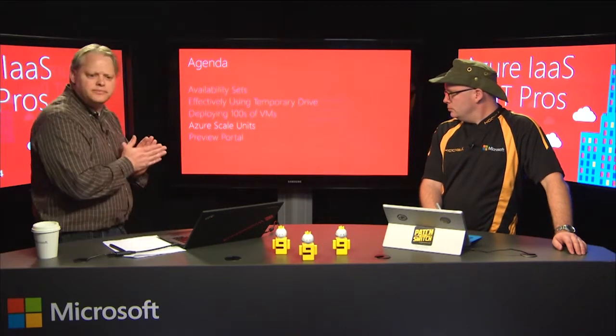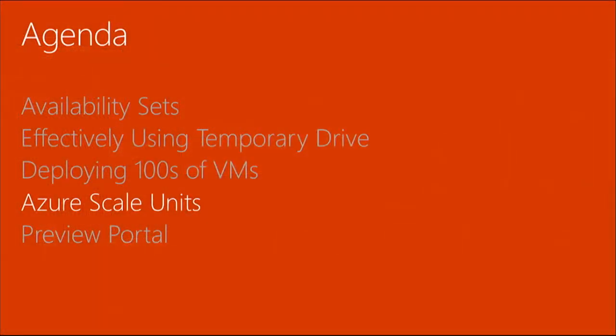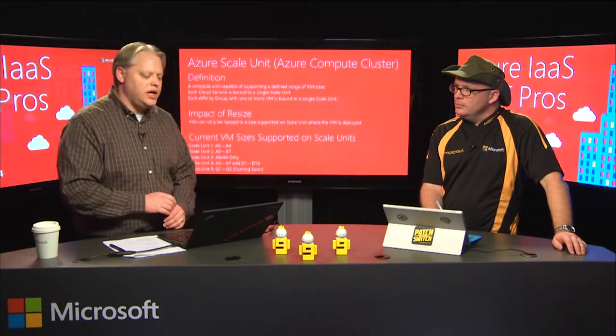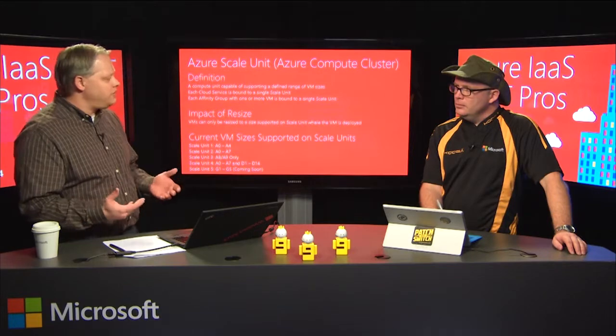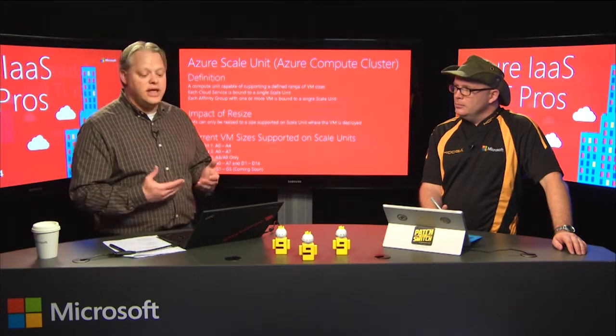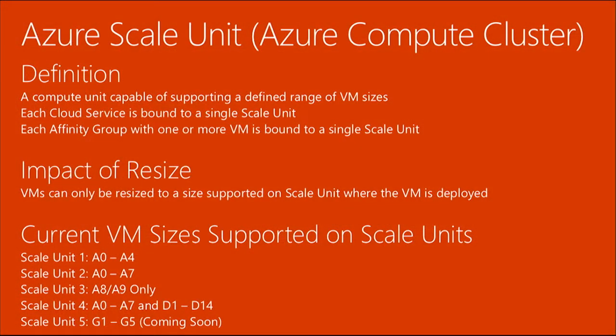Okay. All right, so we're going to keep going, and we're going to come back to a question we had a little bit earlier. I was talking about changing between the A size and the D size of VMs, and what I want to dive into here is what we call our Azure Scale Unit, or you may have heard people, I think probably Mark Russinovich, talking about this, the Azure Compute Cluster. This is different from a Windows failover clustering.